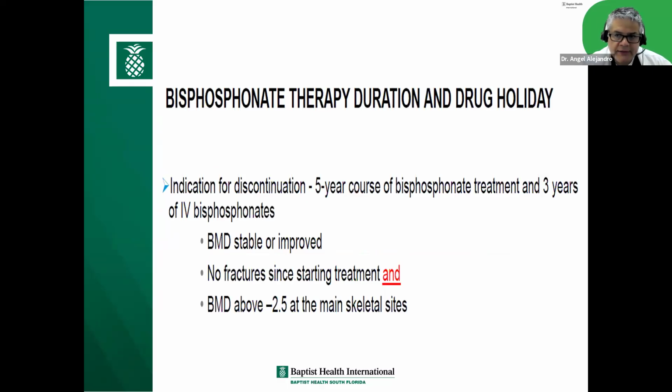In terms of drug holidays, the recommendation is that after 5 years of oral bisphosphonate treatment or 3 years of IV zoledronic acid, you can take a holiday. But remember, you're only going to take the holiday if their bone density is better, right? If they haven't suffered a fracture and if they don't have osteopenia or osteoporosis anymore. Why do you want to take a holiday? Because prolonged bisphosphonate use does increase the risk of femoral neck fractures, okay? And we're going to talk about that in just a second. Atypical femur fractures is more correct.